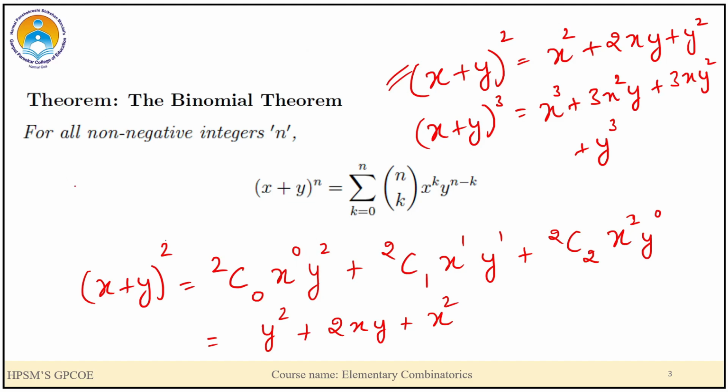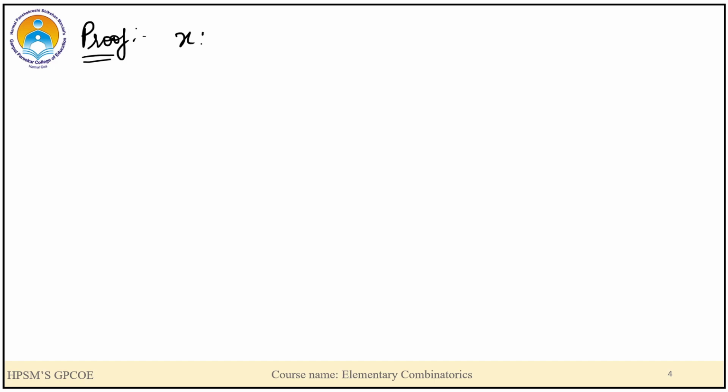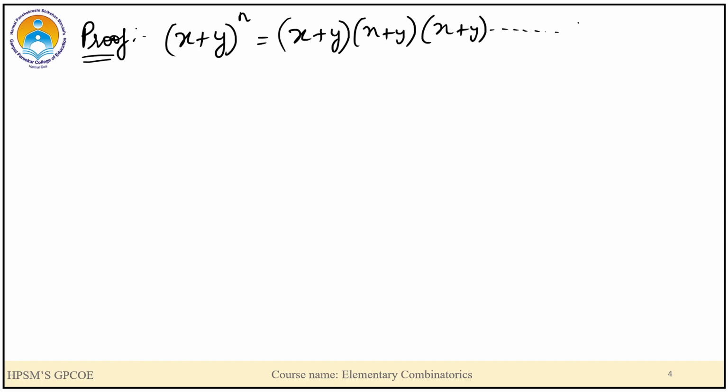Now, this theorem can be proved using the principle of mathematical induction, but since this is a combinatorial course, let us give a combinatorial argument for the proof of this theorem. Alright, so on the left hand side, I have x plus y the whole raised to n, which is nothing but x plus y into x plus y into x plus y times x plus y. We take this product n times.